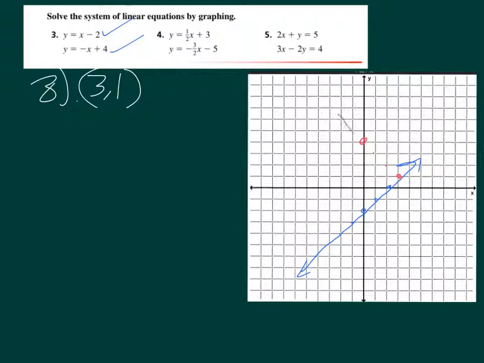So there's what the picture would have looked like. Sorry, I didn't draw the line right away. But there's what the picture would have looked like for 3. Number 4, like I said, I'm going to erase and then start from scratch on that coordinate plane so that we can see all the work.